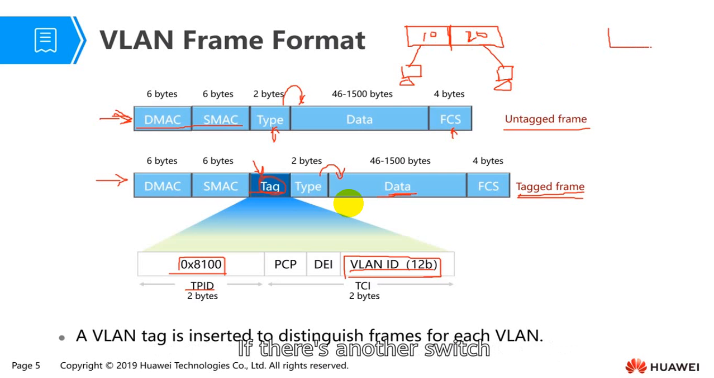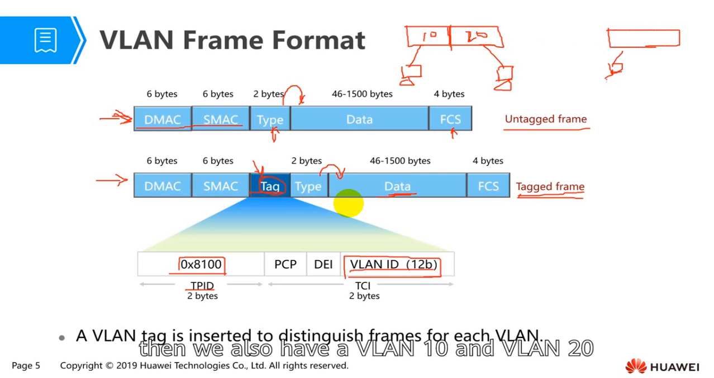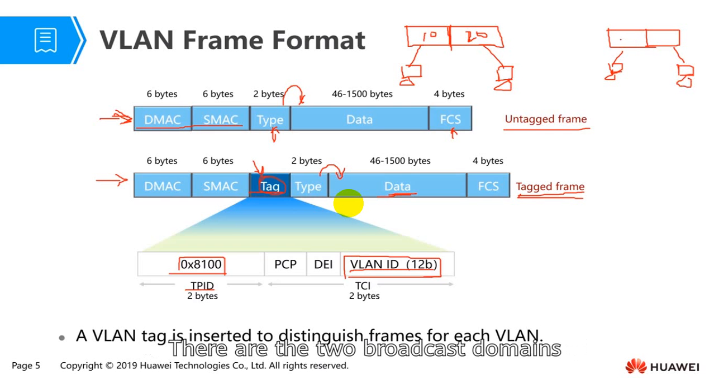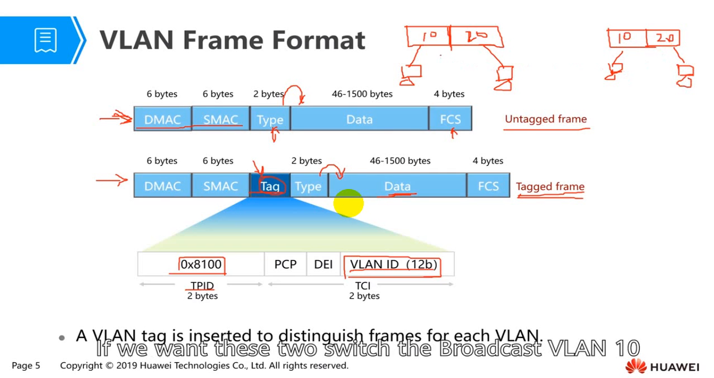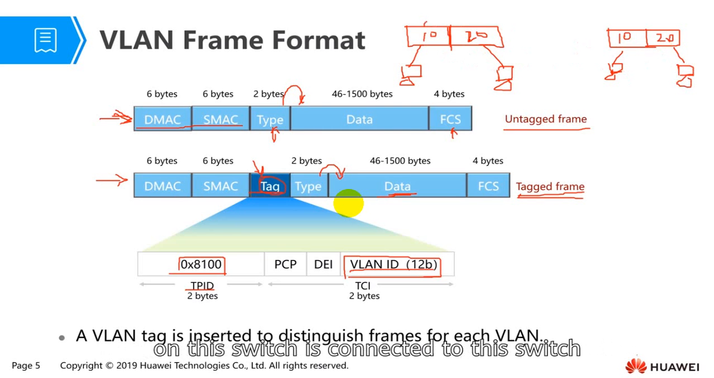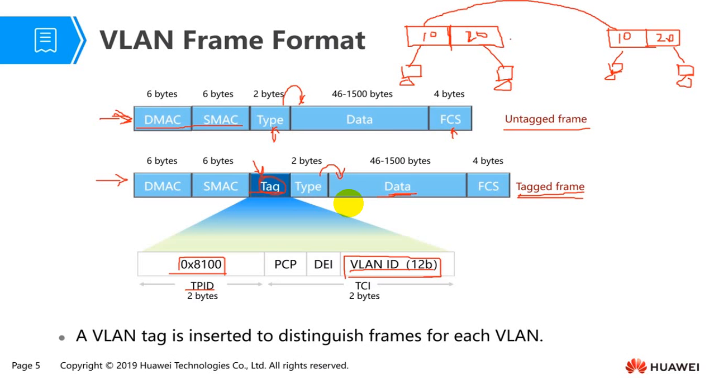And if there is another switch, then we also have VLAN 10 and VLAN 20, two broadcast domains. Then if we want VLAN 10 on this switch to be connected to VLAN 10 on the other switch, and we connect them like this, then PC1, PC2, PC3, and PC4.